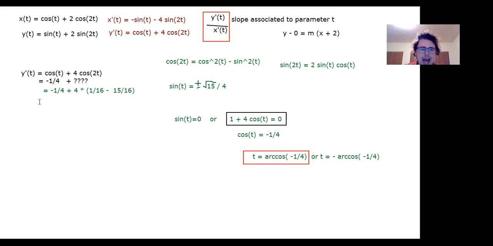Well, I still have some algebra to work at here. If I take -1/4, sure, that's fine. And I'm supposed to add to this. Well, if I've got 1/16 and I take 15/16 away from it, really I've got -14 on 16. But multiplying by 4 will change that denominator. So, oh, funny that. It looks like I've got -15 on 16 for the value of my y derivative.